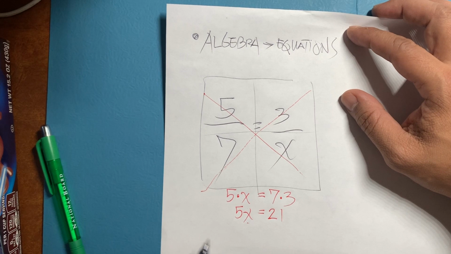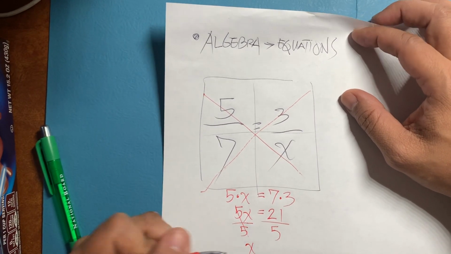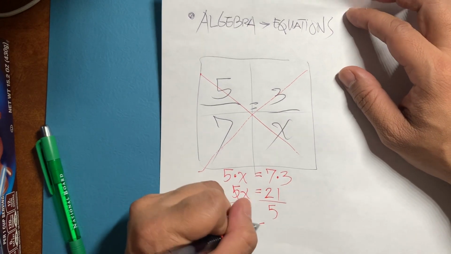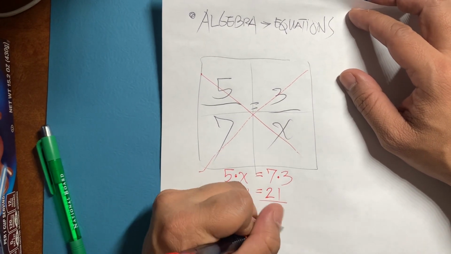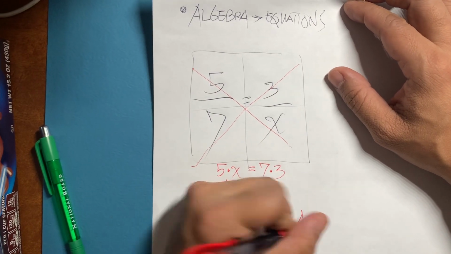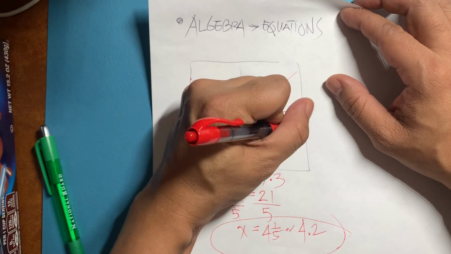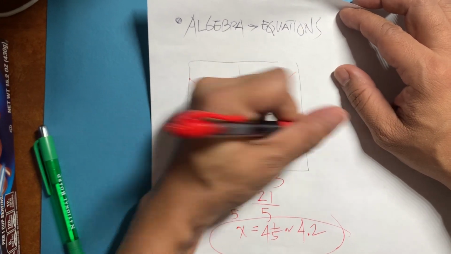How can x be alone? Divided by 5, divided by 5. X is alone on the left side of the equation and equals 4 and 1/5, or you could make it a decimal, 4.2. So x is equal to 4 and 1/5 or 4.2.